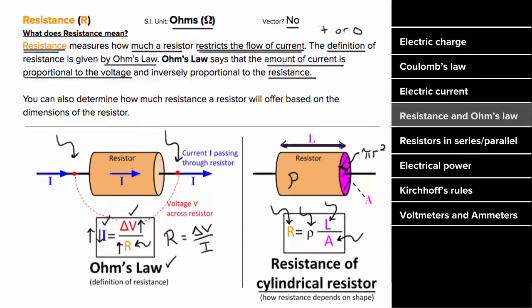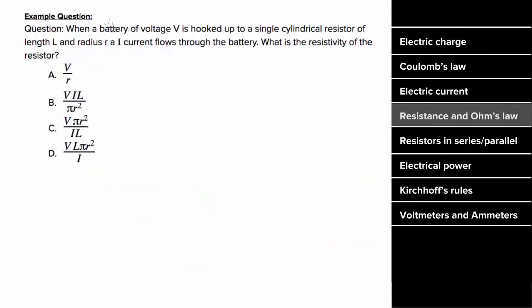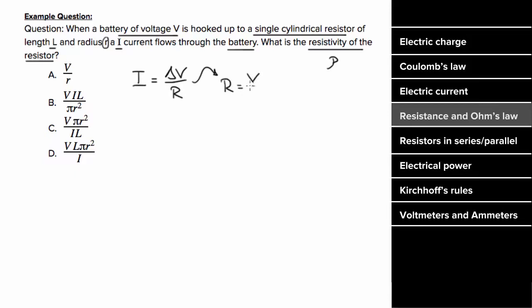So what does an example problem involving Ohm's law or the resistance of a cylindrical resistor look like? Let's say a battery of voltage V is hooked up to a single cylindrical resistor of length L and radius little r. And when that's done, a current I is flowing through the battery. What is the resistivity rho of that resistor? Well, we know Ohm's law states that the current that flows through a portion of a circuit will be equal to the voltage across that portion divided by the resistance of that portion. And this means the resistance of this resistor is going to be the voltage of the battery divided by the current.